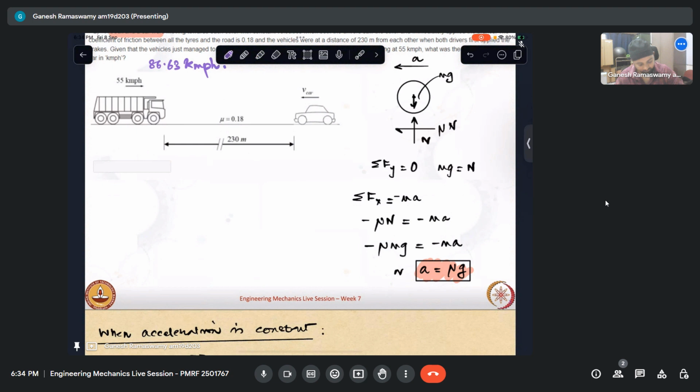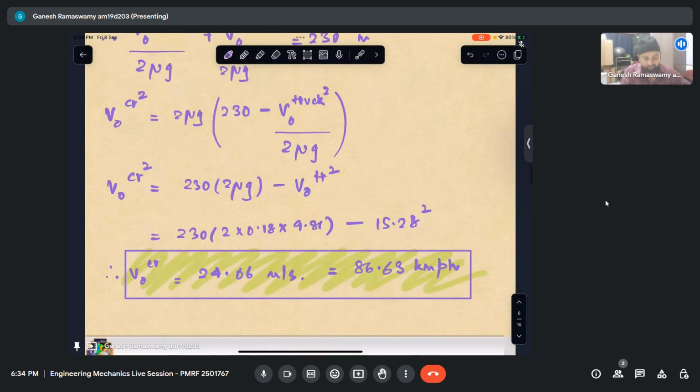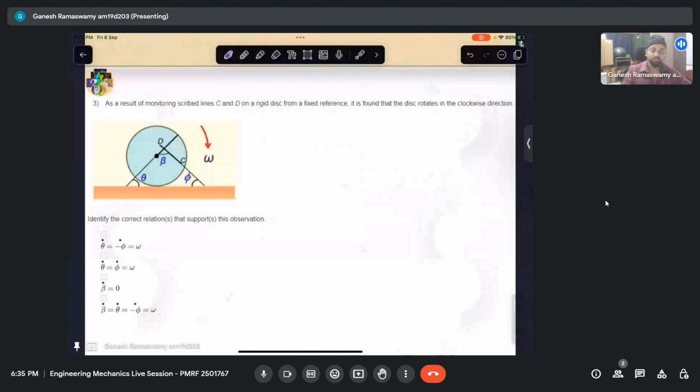In order to just prevent collision. Okay, so let us look at the next question. This question gives us an appreciation of the application of the equations of motion derived in the case of a constant acceleration. Okay, so let us look at this question.